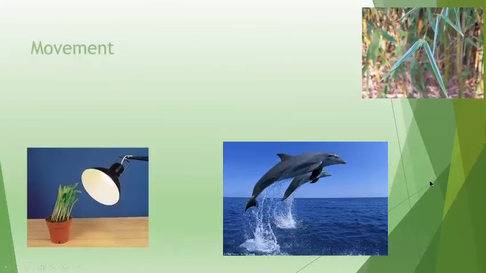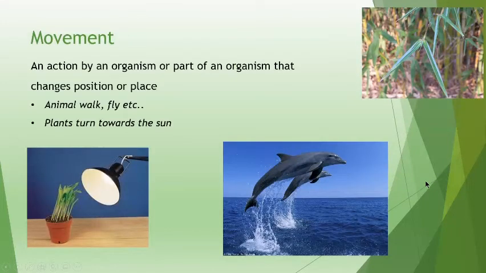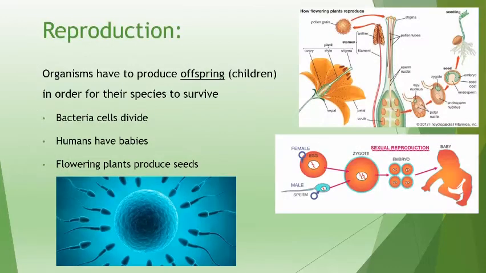So let's look first of all at movement. It is an action by an organism or part of an organism that changes position or place. So animals can walk, they can fly, etc. And plants turn towards the sun. So pretty much all organisms can move in some way. Reproduction. So organisms have to have offspring or children in order for their species to survive. Bacteria cells divide, humans have babies, flowering plants produce seeds, etc.